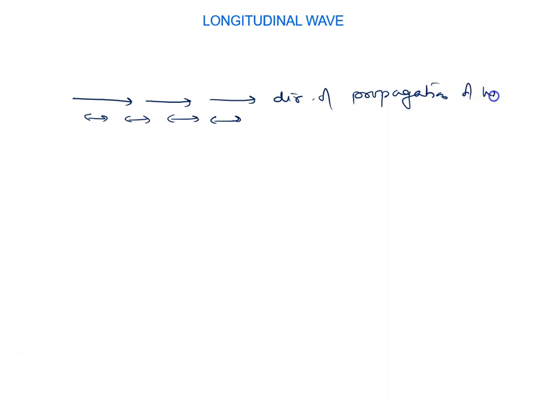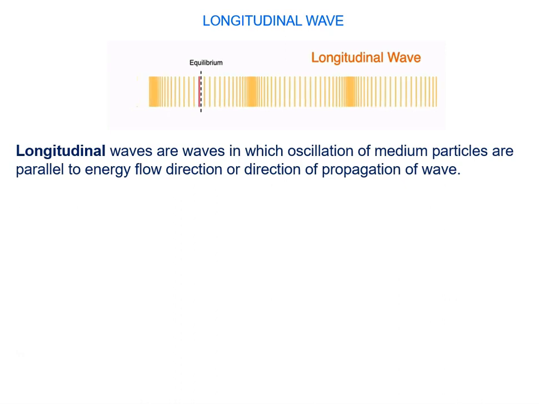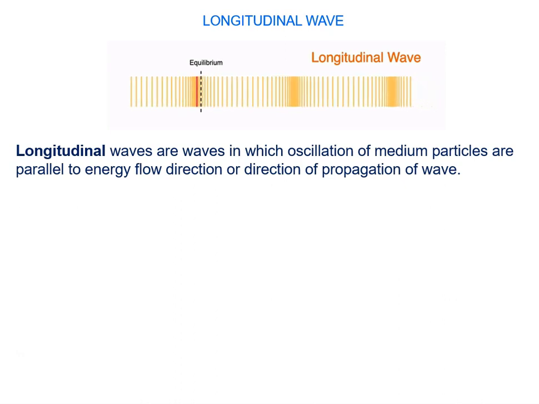Longitudinal wave. If I say this is the direction of wave propagation or energy flow, and if medium particle is also vibrating in the same direction, this is the direction of propagation of wave. This is the vibration of medium particle. Both are parallel. It is known as the longitudinal wave. So longitudinal waves are the waves in which oscillation of the medium particle are parallel to energy flow direction or direction of propagation of wave.